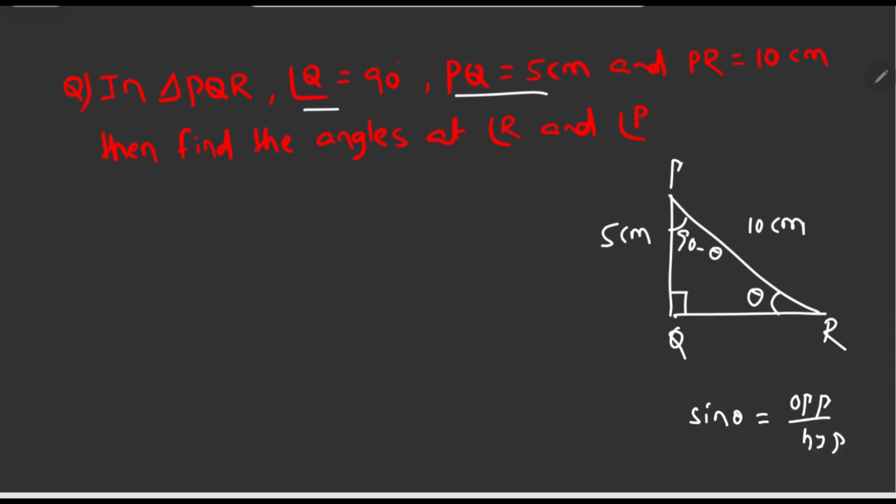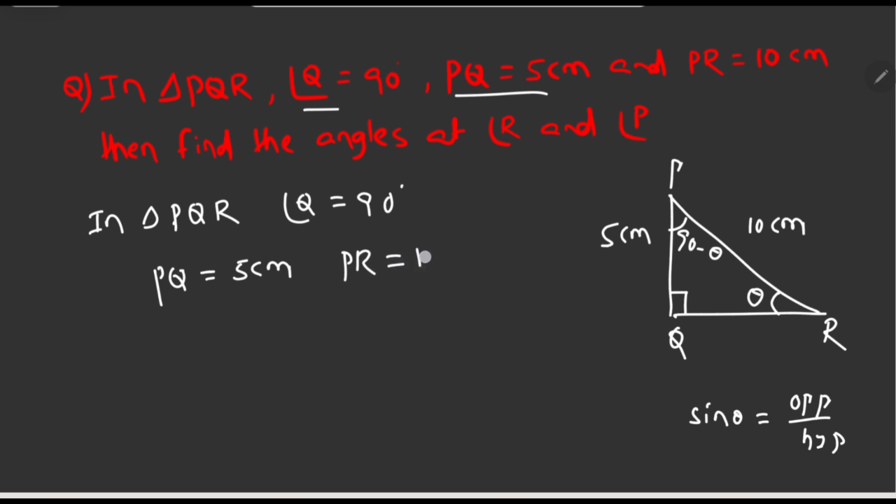For theta, the opposite is given, and the hypotenuse is also given. So first I am writing the given: in triangle PQR, angle Q is equal to 90, PQ is equal to 5 centimeter, and PR is equal to 10 centimeter. For theta the opposite is given and the hypotenuse is also given. Since sine is this combination, I am writing sin theta is equal to opposite 5 by hypotenuse 10.